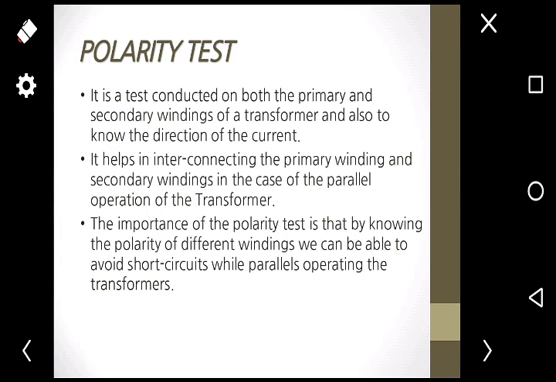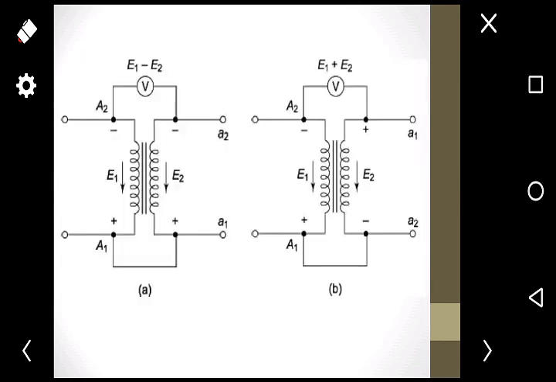This is the polarity test circuit diagram. As shown in the figure, the voltmeter is connected across two points of the primary and secondary. Now apply the supply to the primary winding. If the voltmeter shows nearly E1 minus E2, then the polarity is said to be subtractive in nature. This is the subtractive polarity.